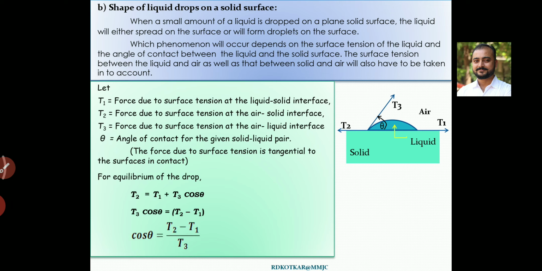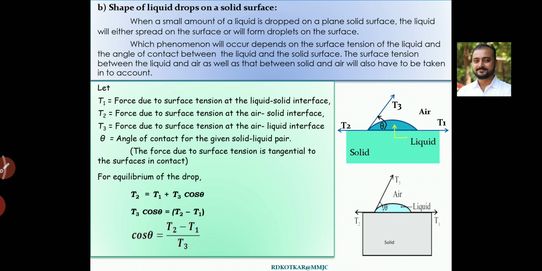Therefore, what we can say is that cos theta is equal to (T2 minus T1) divided by T3. This diagram is given in your book, which looks like this. The same diagram can be shown here by making the animated view. So we will get the formula for the formation of the meniscus, or the shape of the liquid drop. What is that? Cos theta is equal to (T2 minus T1) divided by T3.